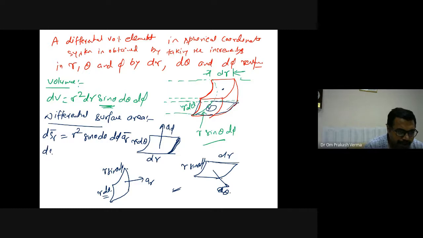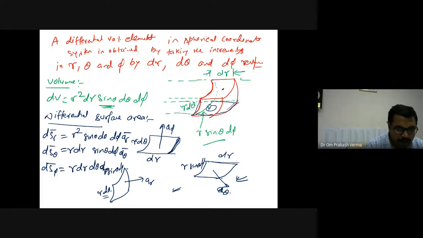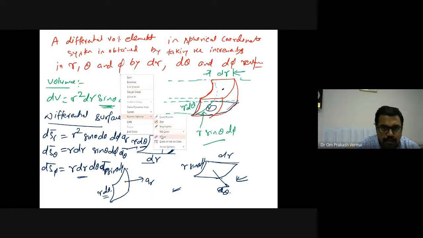And ds in the direction of theta, the surface area: if you define the surface in theta, from this picture it is r dr sine theta d phi a theta vector. And the last one is ds phi, which is calculated as r dr d theta a phi vector. Now come to the next, the last one, the differential length. How is the differential length calculated?